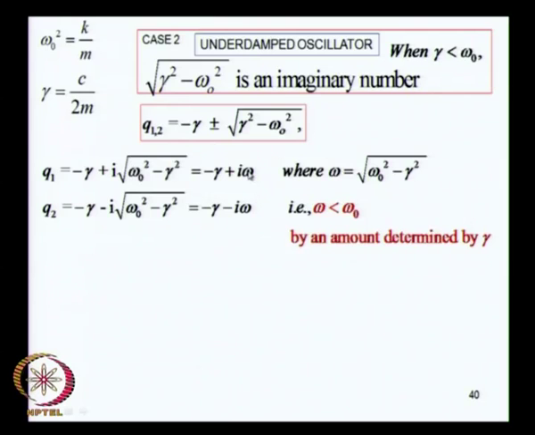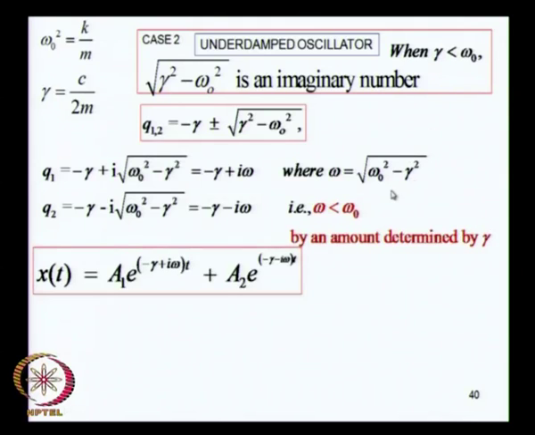This omega of course has the dimensions of frequency, and its value is determined by the difference between the damping coefficient gamma and the natural frequency omega 0. When you take the difference between their squares and then take the square root, you get omega.